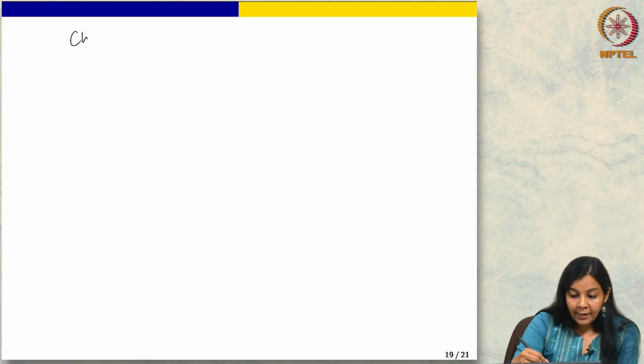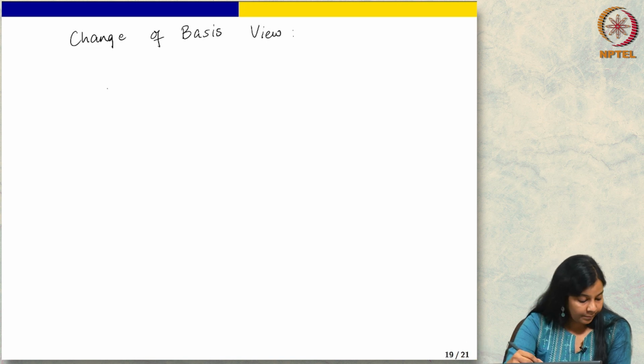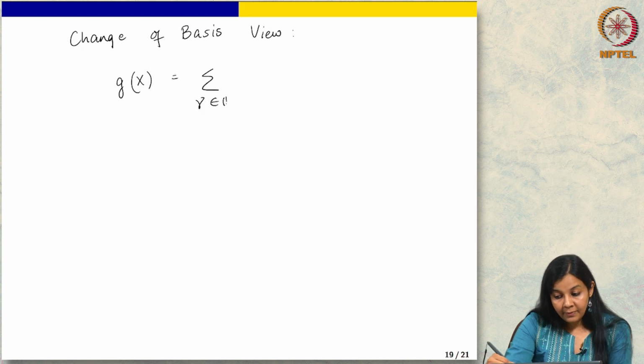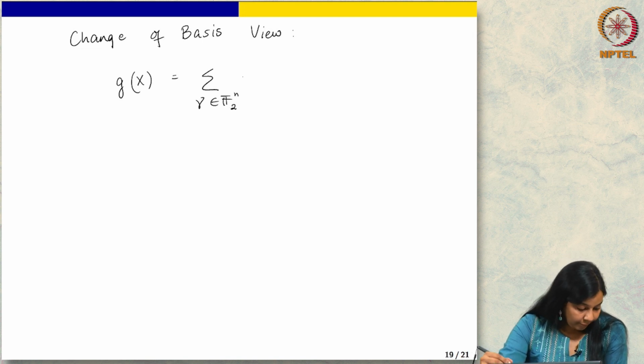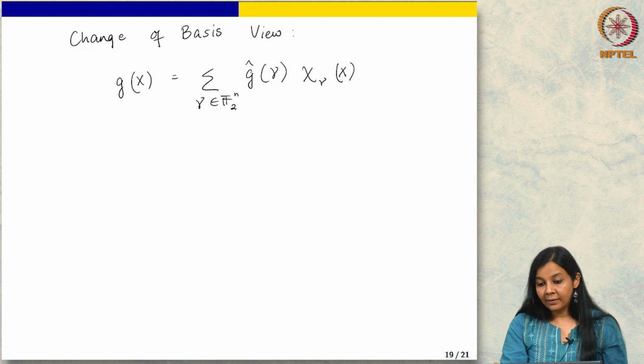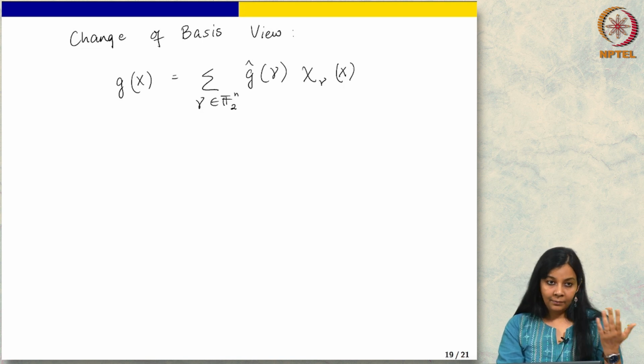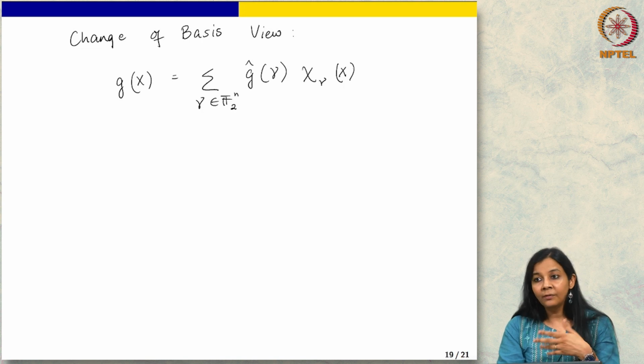So now, let's consider the change of basis view. So g of x, now what I'd like to do is write it as some linear combination of these new basis functions that I developed, these new basis vectors that I developed, right. So remember we looked at the standard representation, and now this is the Fourier representation.